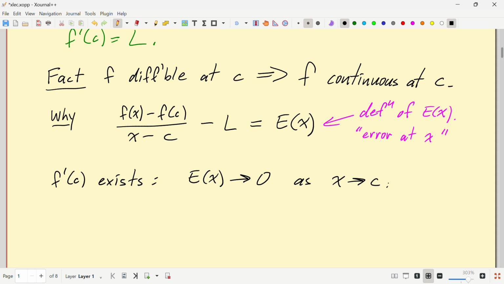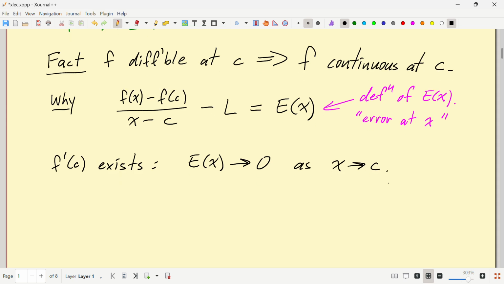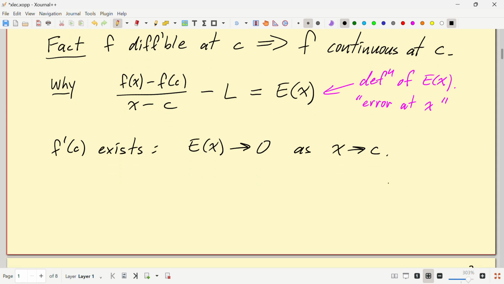Remember, in the definition of limit, it was important to take x unequal to c. The function we were taking limits of didn't have to exist at c. And we did that because of this day coming when we would have this difference quotient that clearly doesn't make any sense at x equals c because you're dividing by 0. Okay? That's why we did that back then. Okay, so E of x goes to 0 as x goes to c.